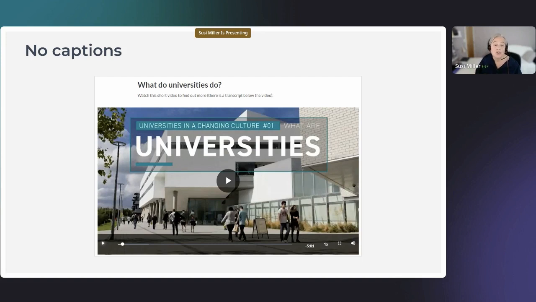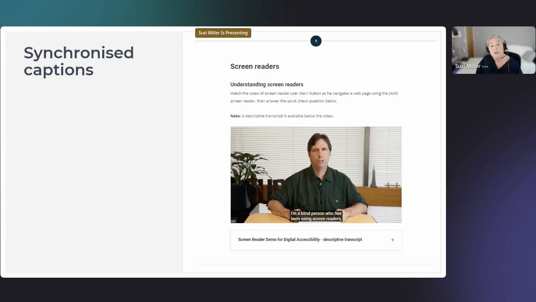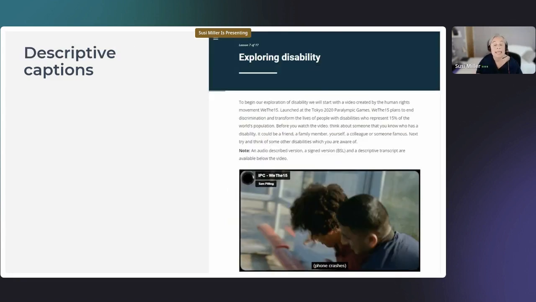But even if organisations do provide captions, we still see some common issues which prevent them from providing an equivalent learning experience and meeting guidelines. So it's worth a reminder that captions need to be synchronized to the action. So just providing a transcript is not enough. They also need to be descriptive, which means they contain things like important sound effects, who's speaking, the emotions conveyed by tone of voice, which someone who is deaf or hard of hearing may miss.